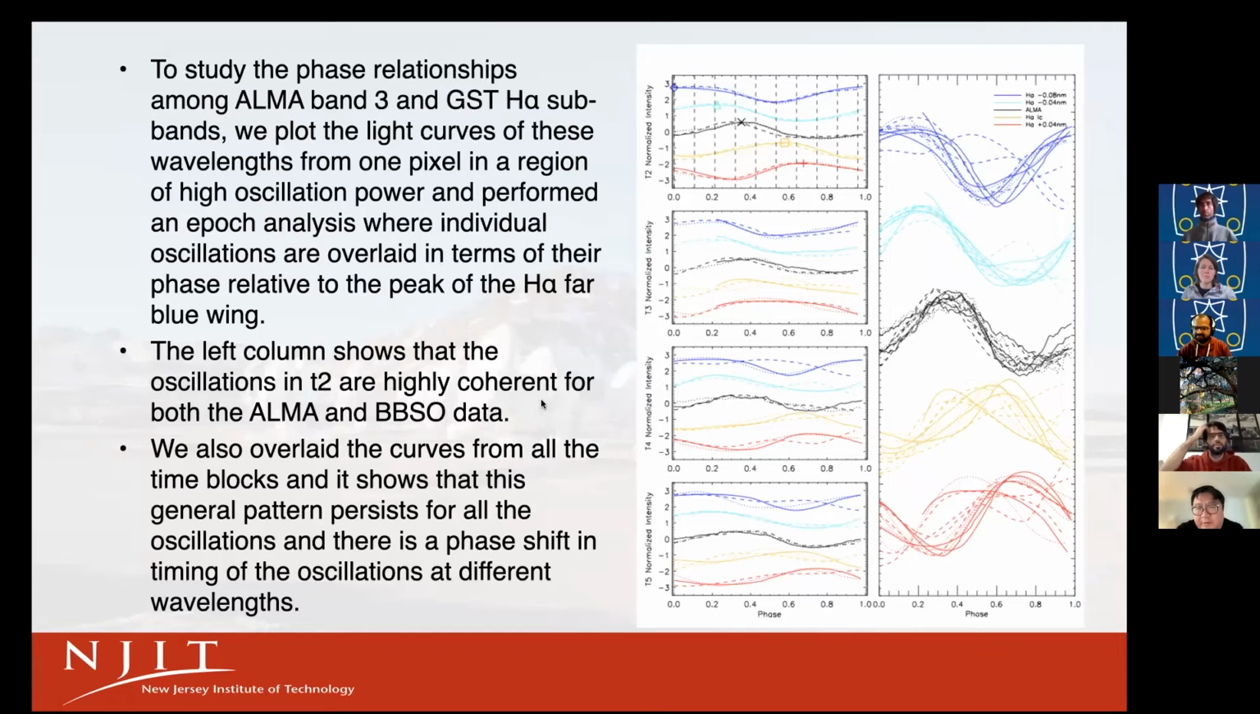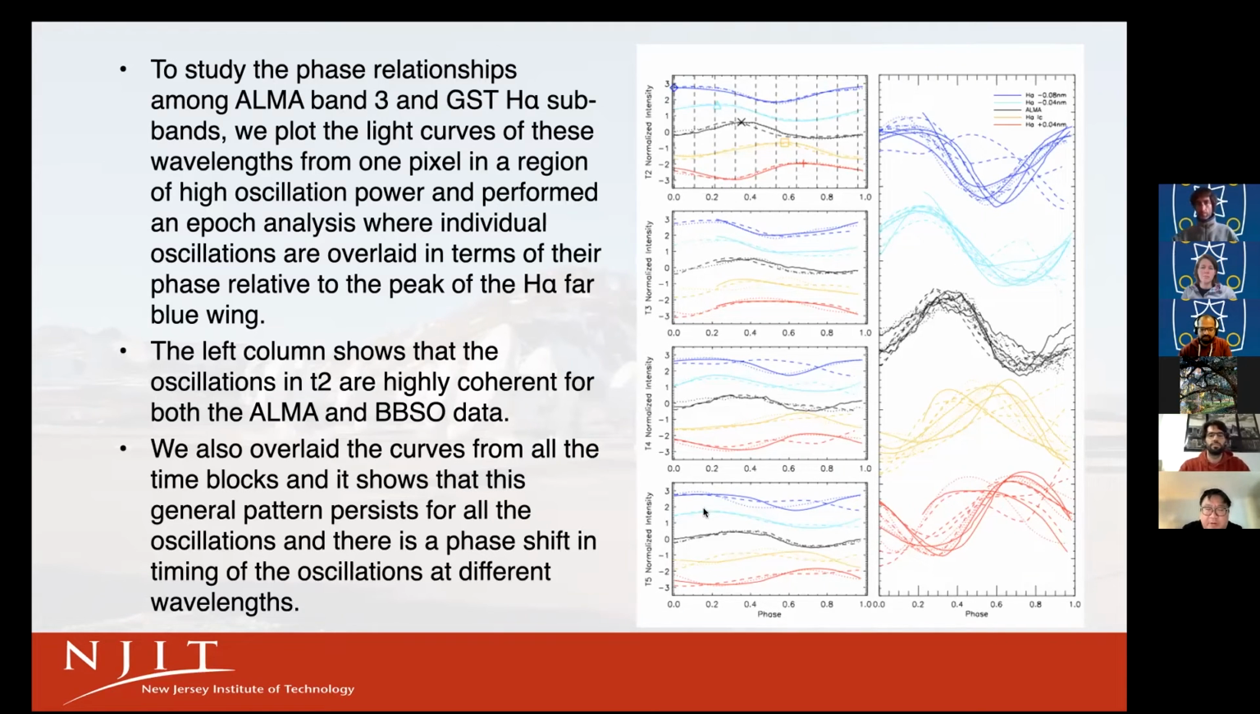So after that, we want to study the phase relations among this ALMA band 3 and the GST H alpha subbands. So basically, we plot a light curve of these wavelengths from 1 pixel in a region of high oscillation power, that's in the red contour, and perform epoch analysis where the individual oscillations are overlaid in terms of their phase relation to the peak of H alpha far blue wing.